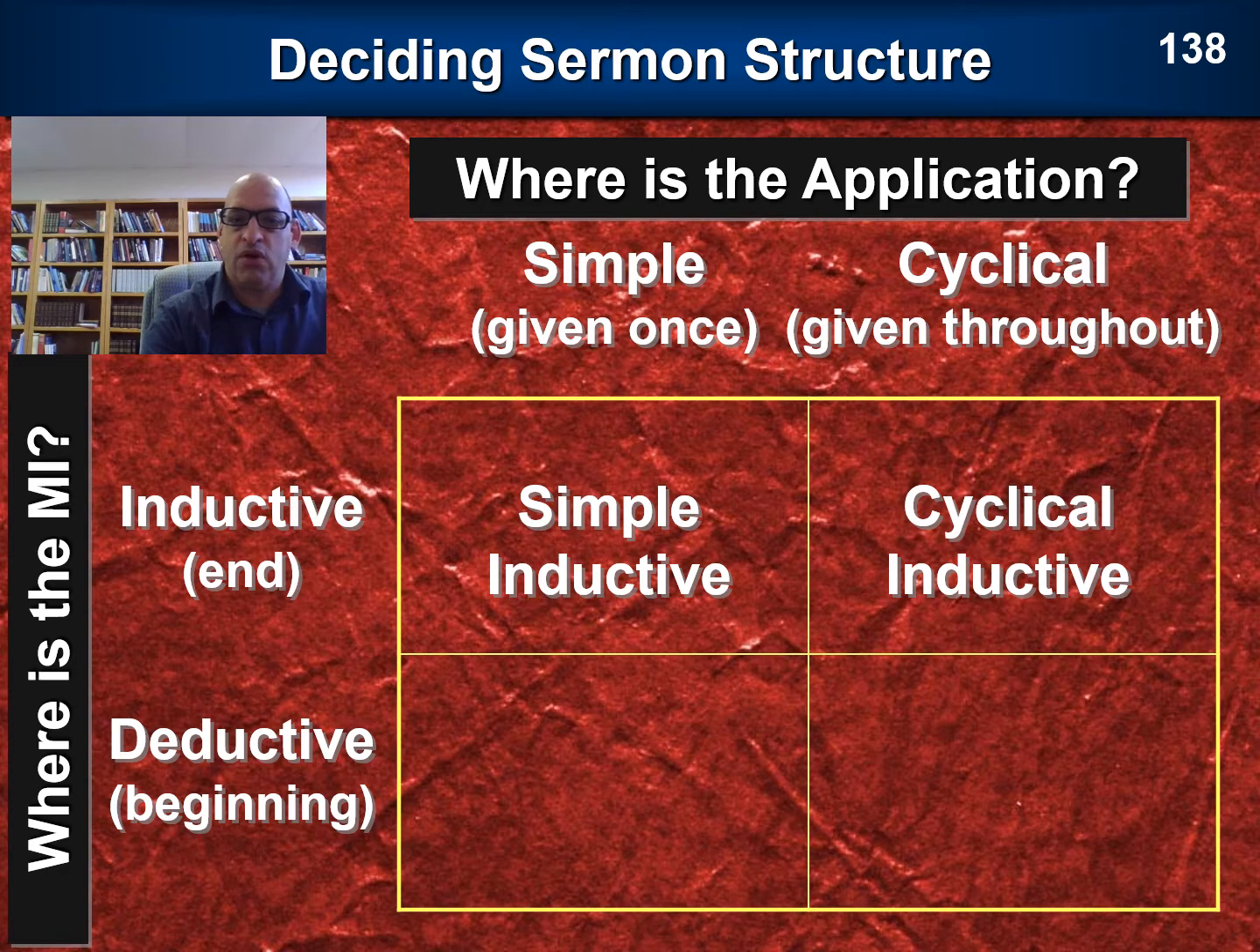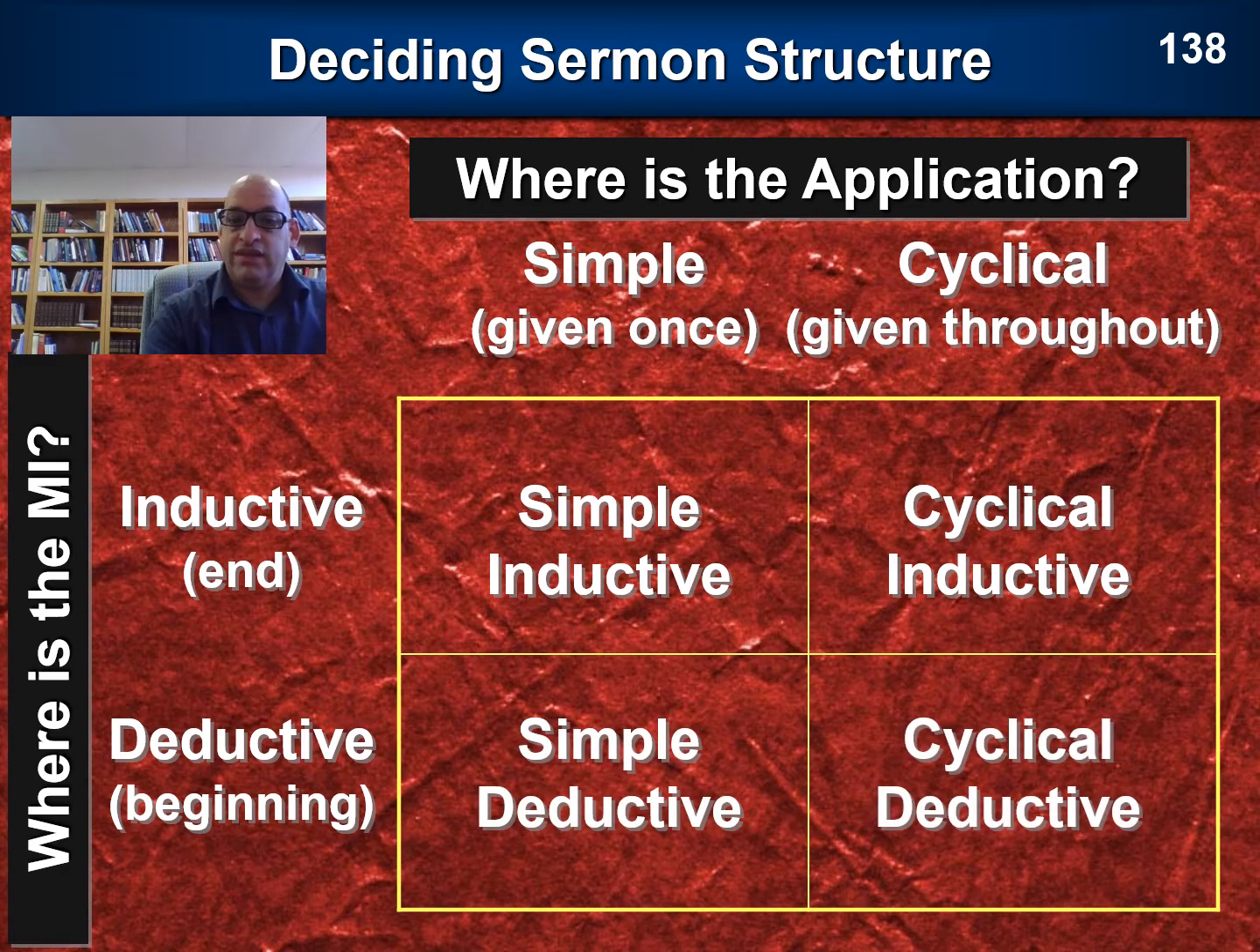So from simple inductive to cyclical inductive process, and then the cyclical deductive process is how we work. So we work from the end for inductive. For deductive, we work from the beginning, and we work its way out. If you're more of a cyclical process, again, you're dividing your sermon into cycles, and you're moving the parts along as the listener is listening to your preaching.